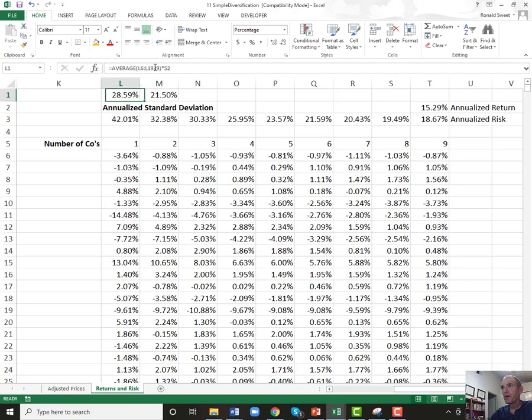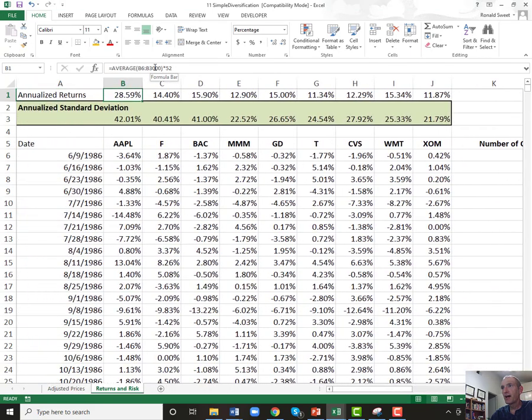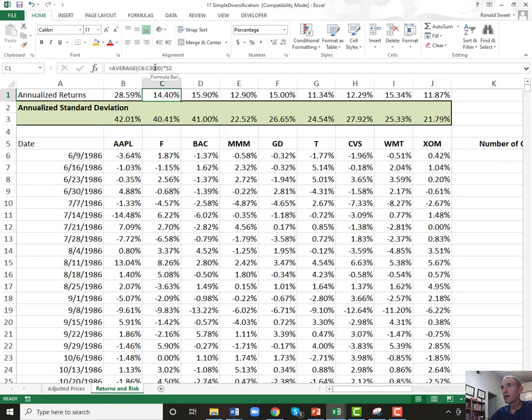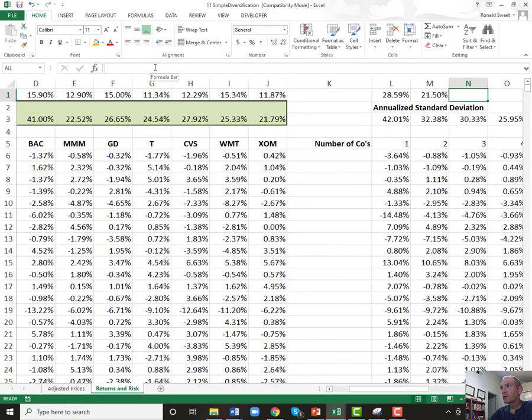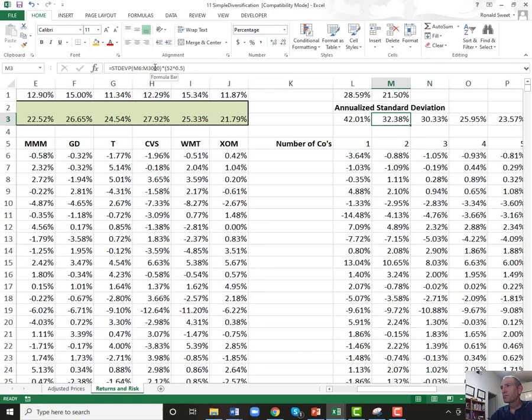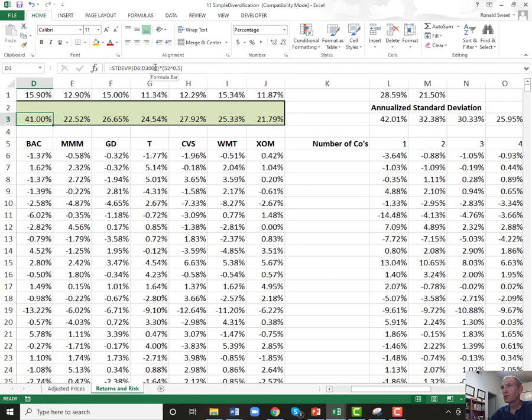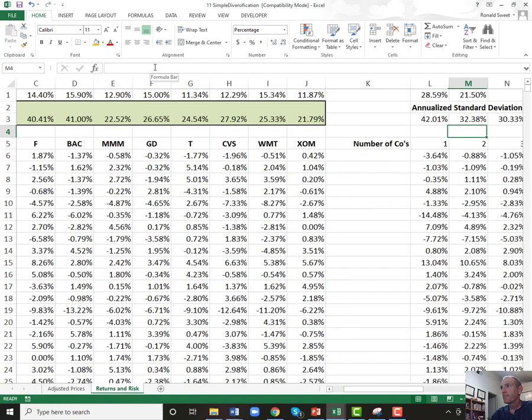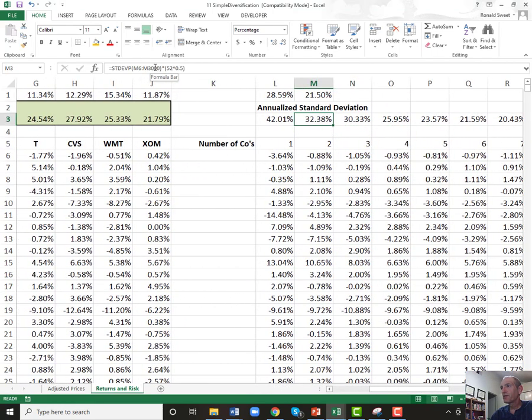So our return's going to fall. Our return's just going to be the average of Apple and Ford, so 21.5%. Our return's going to drop, obviously, because Ford has a lower return than Apple. But what happens to the risk? Well, the risk drops to 32%. So you have to say, well, maybe that's because Ford is less risky, and Ford has a lower standard deviation. But if you took Apple and Ford's standard deviation and took the average of that, that would have been 41.2%. And yet the standard deviation in this portfolio is only 32.